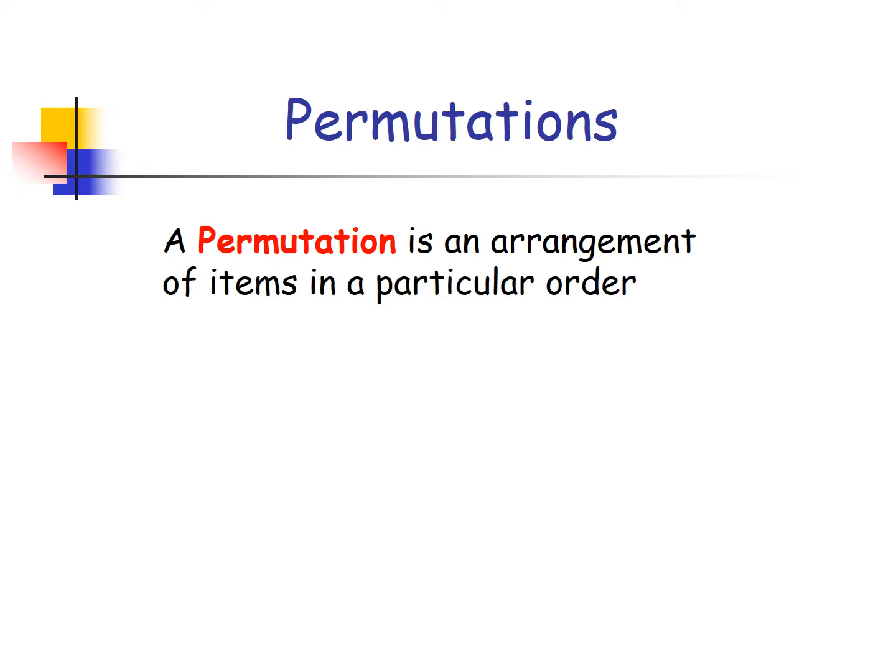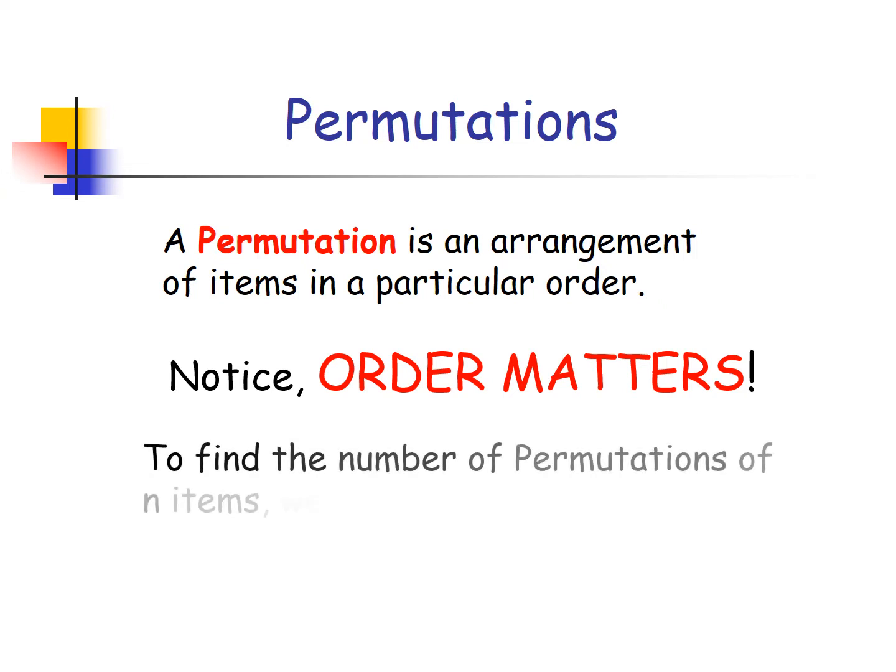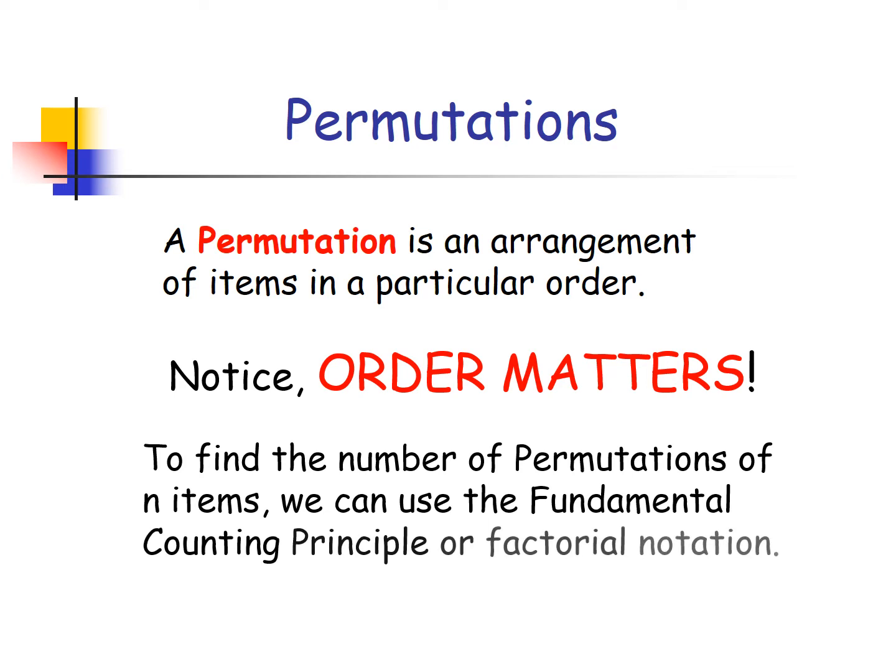What exactly are permutations? So, this is an arrangement of items in a particular order. So, this is something to do with arrangement. When it comes to permutation, the order matters. So, the sequence and the arrangement are important. That is permutation; when it is reversed, it's wrong. And to find the number of permutations of n items, we can use the fundamental counting principle or factorial notation.